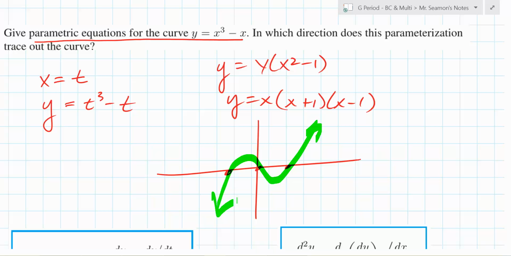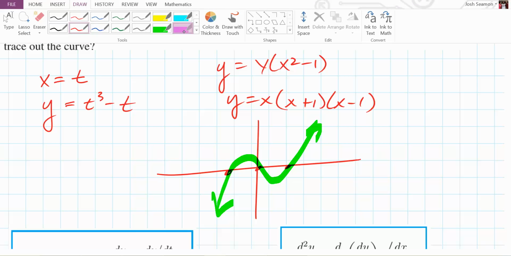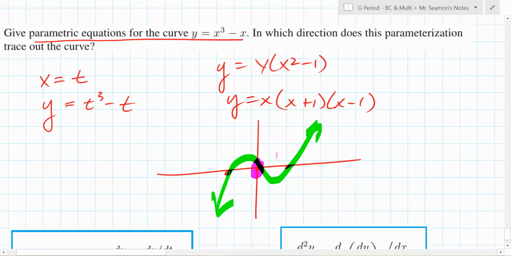Plug in time equals 0. Where are you? 0, right? Plug in time equals 1. Where are you? 1, 0. So at this point right here, let me get a different color here, sorry. At that point right there, what's the time? That's time equals 0. What point is this right there? Time equals 1. What point is that right there? Time equals what? Negative 1.